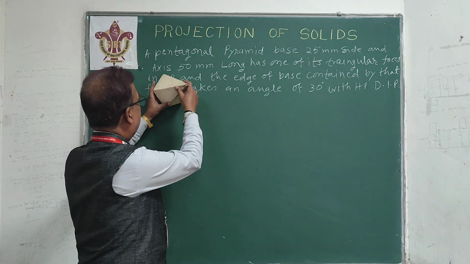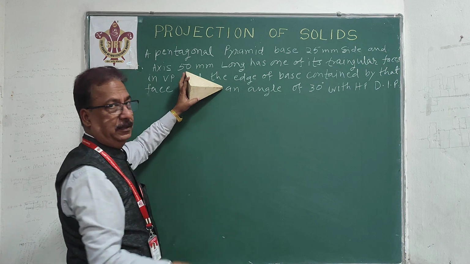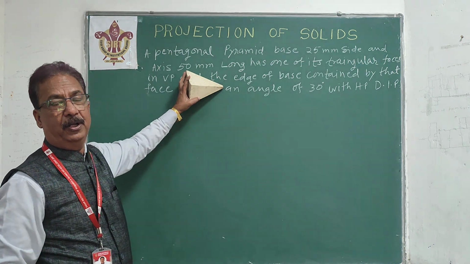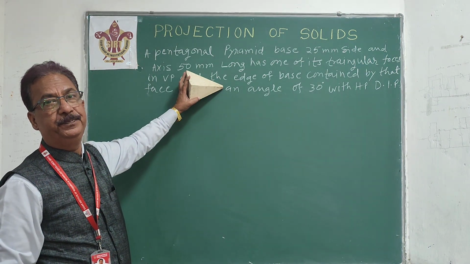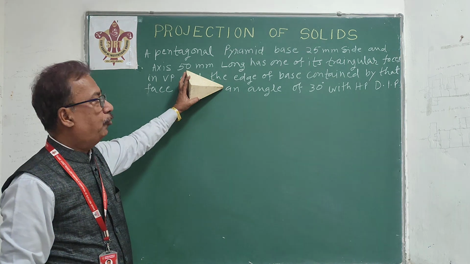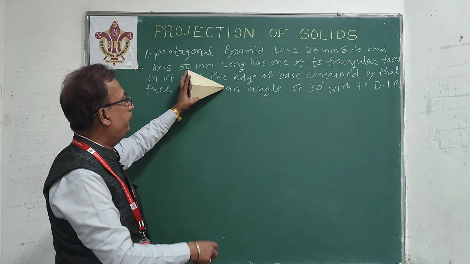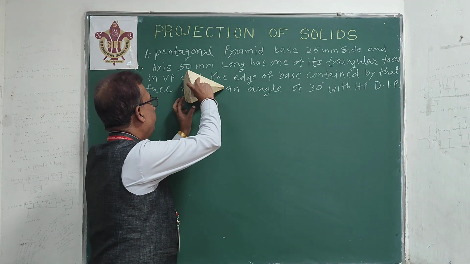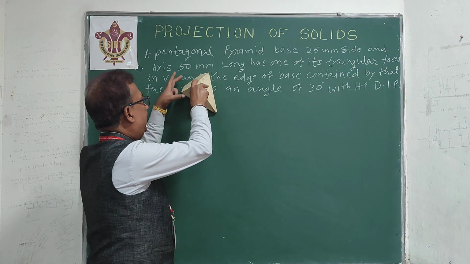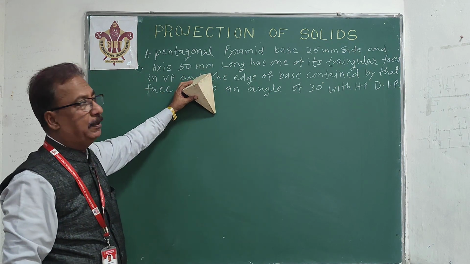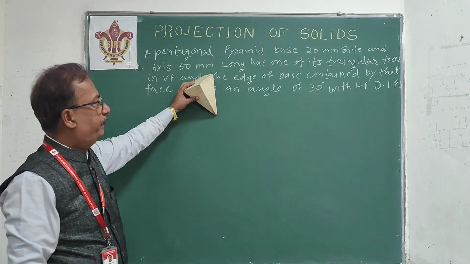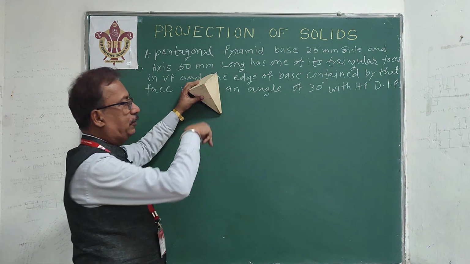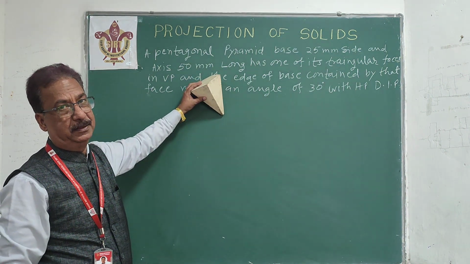In the second stage, I am going to make it like this. So now one of the triangular faces will be on the VP. So copy the top view, then draw the front view. In the third stage, we are going to make it like this. So I will make this edge inclined to the VP by some angle, 30 degrees. If I rotate it like this, then in the top view you can see the base.